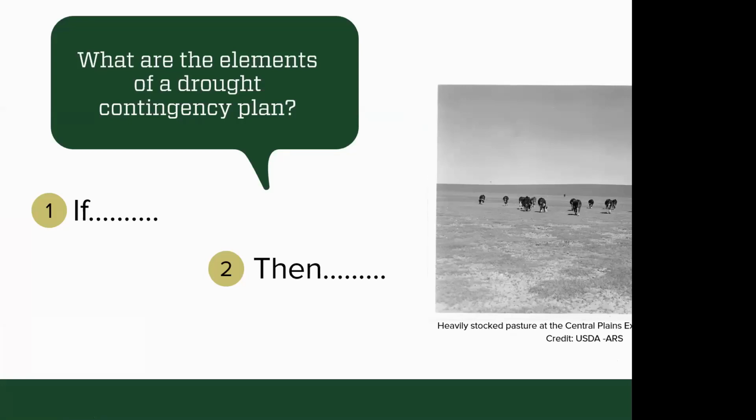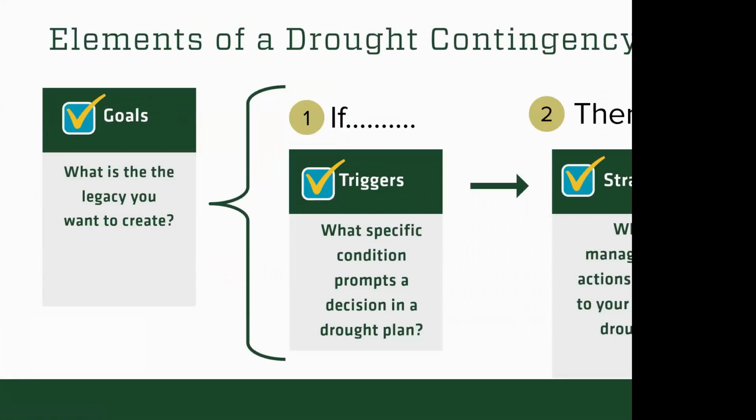When I think about a drought contingency plan, I think we can break it down to 2 words. And these words are if and then. If we experience dry conditions, if we experience low flows, whatever it is, then some action is taken. This is just very fundamental what a drought plan is. But I'm going to go a little bit deeper.